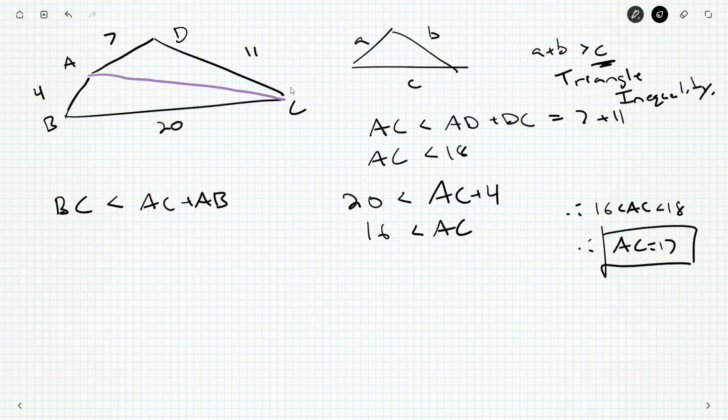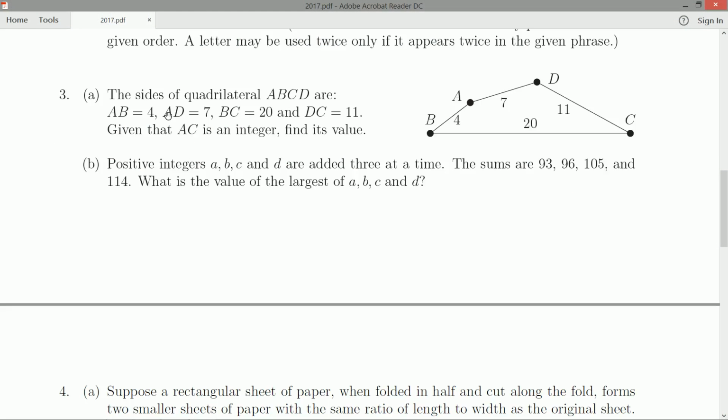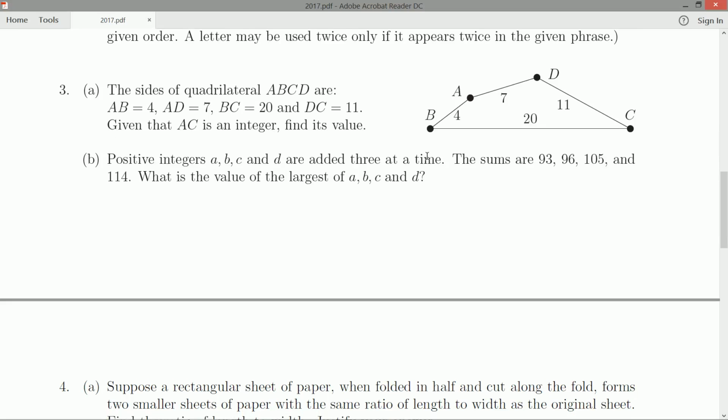Okay. So that's 3A. Let's take a look at 3B now. Positive integers A, B, C, and D are added 3 at a time. Okay. The sums are 93, 96, 105, and 114. What is the value of the largest of A, B, C, and D?